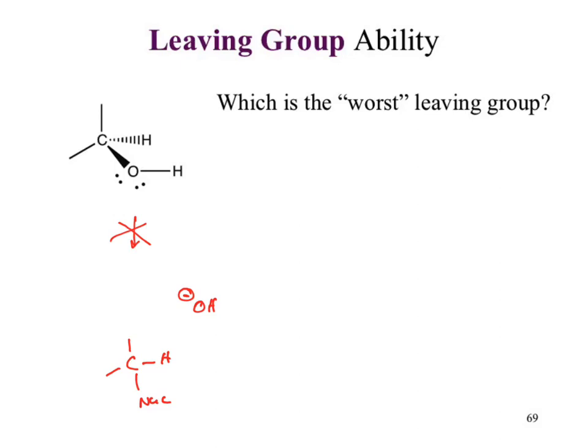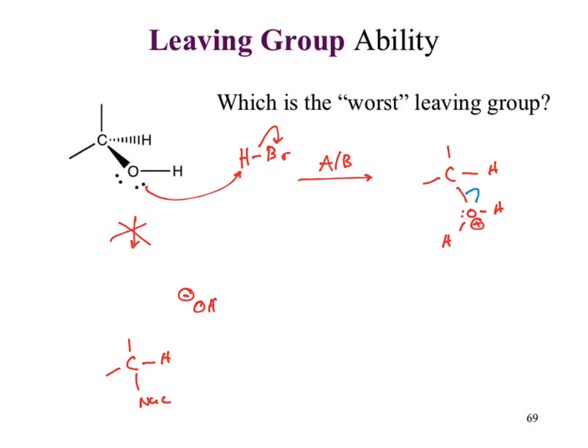So I could add HCl, HBr. This now gives me a strong acid-base reaction. And I end up with a positive oxygen. Does oxygen want to be positively charged? So what does it want to do? Leave the structure.